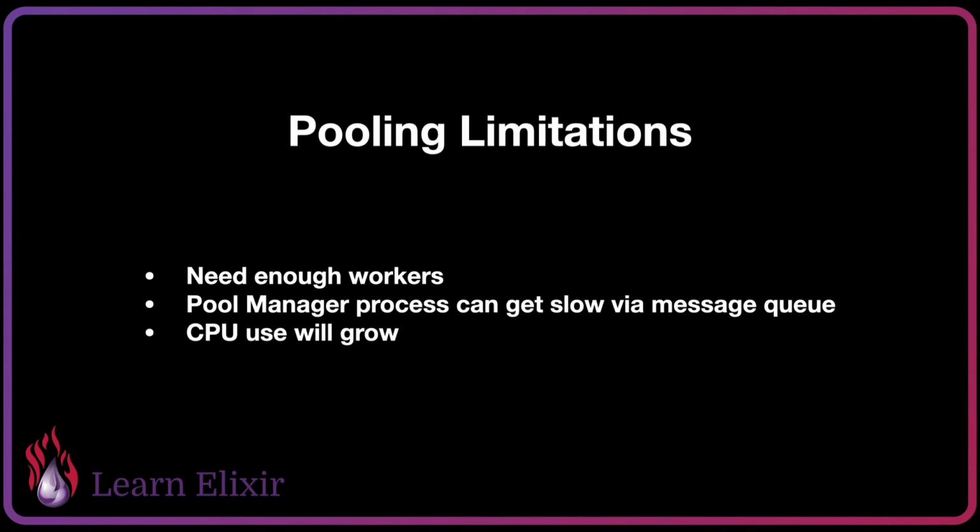We can also use max overflow if we don't need the processes to be kept alive or around necessarily, and they can be spun up as an overflow situation. We also need to be aware that the pool manager process can get slow and eventually start to build a message queue. If you're really hammering that pool manager, it can eventually back up and become the bottleneck itself, even though it was created to replace that bottleneck. A simple strategy here is to actually just create multiple pools and have an Enum.random select which pool you're using. That way, it's kind of round robin and evenly distributed across the different pools that you have. And that way you can't overload your pool manager.